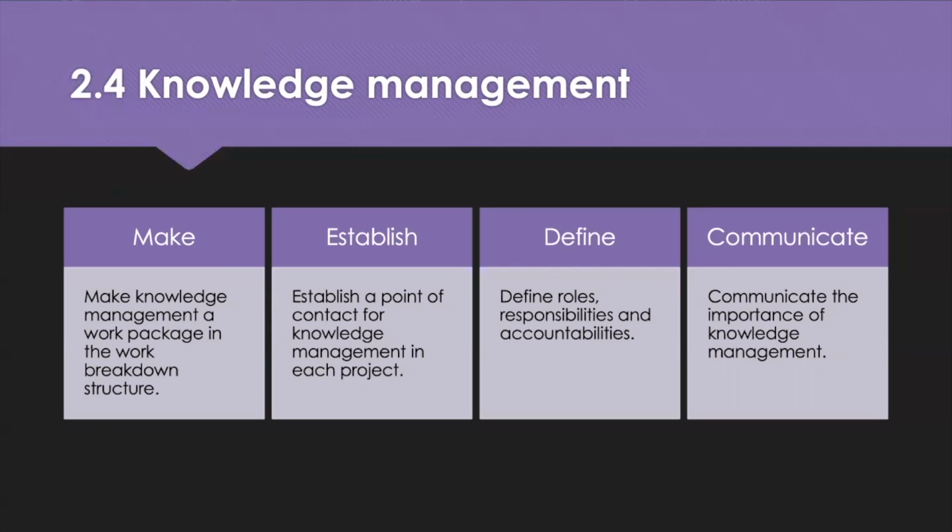So Ginger Levin recommends, for ensuring knowledge management is built into the project plan: make knowledge management a work package or a work stream in the work breakdown structure. Establish a point of contact for knowledge management in each project. This person could report to somebody responsible for knowledge management at program level. Then define the roles, responsibilities and accountabilities for knowledge management. This should be done using a responsibility matrix or a RACI. And then communicate the importance of knowledge management.